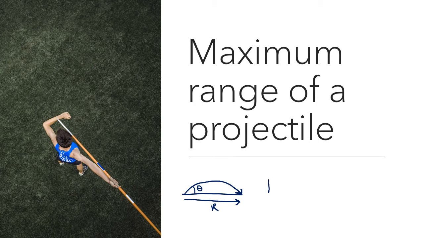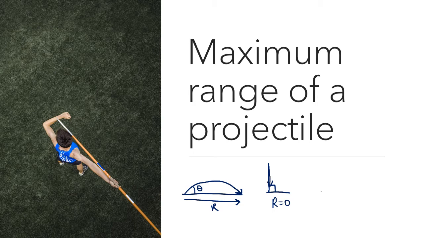So first of all, you could think of the case where the angle there is 90 degrees and the javelin is thrown straight up in the air. So it goes up into the air, it turns around, it comes back down, and the javelin thrower does not have a good day. So there, r is 0.